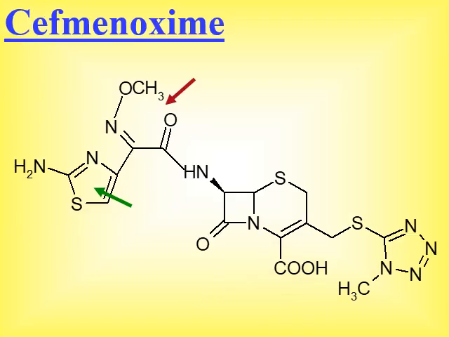Another example is cefminoxime. As we see here, the red arrow shows the old group specific for the second generation, and the green one shows the new group for the third generation, which is the 2-amino-thiazole, and this compound can be given intravenously or intramuscularly.